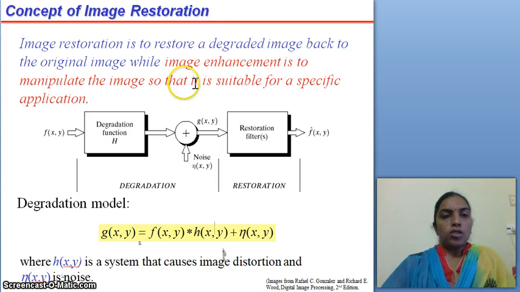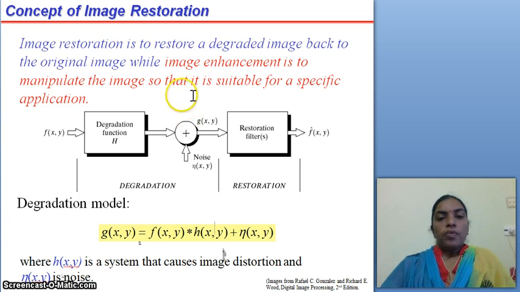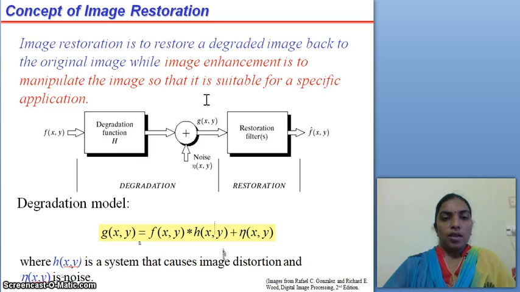Of course we know the definition of restoration and the differences between restoration and segmentation, discussed in chapter 1 as well as in chapter 3. Image restoration is nothing but restoring a degraded image back to the original image. And of course image enhancement is to manipulate the image so that it is suitable for a specific application, right? So now here is the image restoration block diagram.